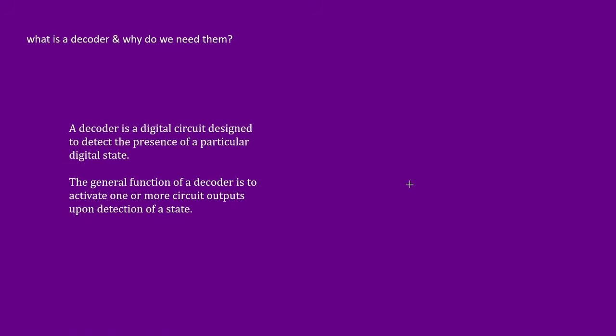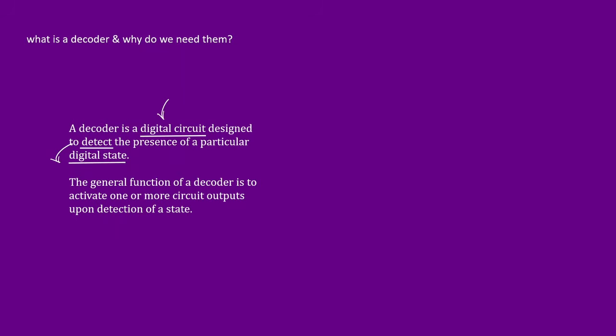What's a decoder and why do we need them? A decoder is a digital circuit. Okay, so that's the first thing to establish. It's a digital circuit designed to detect the presence of a particular input, a particular digital state. So these are three important things we'll see when handling decoders. First of all, they're digital logic circuits, as we've been dealing with throughout this course. Designed to detect, so that means decoders are able to help us know when a particular digital state is happening.